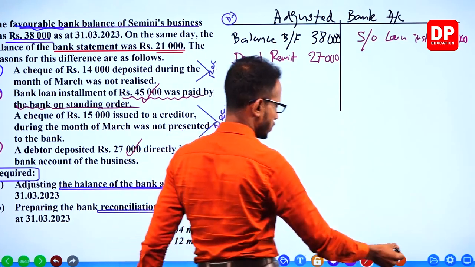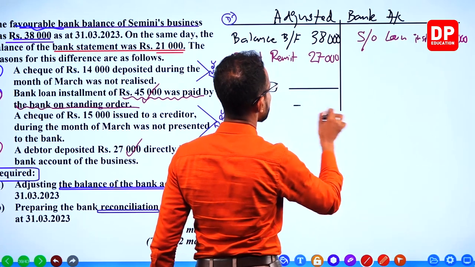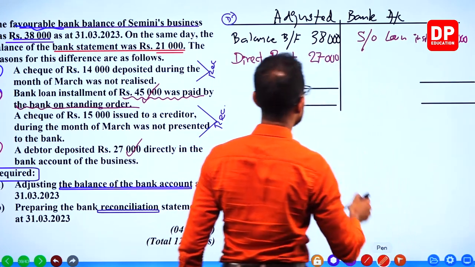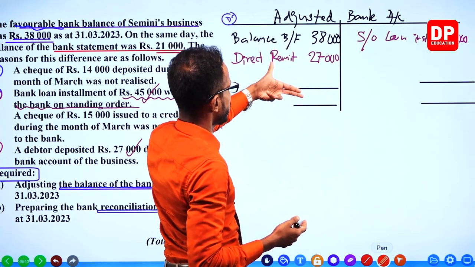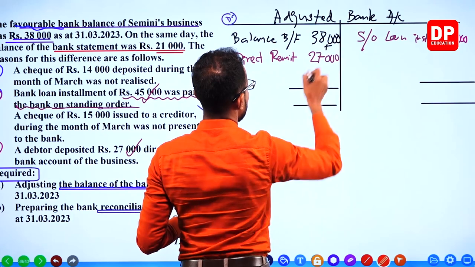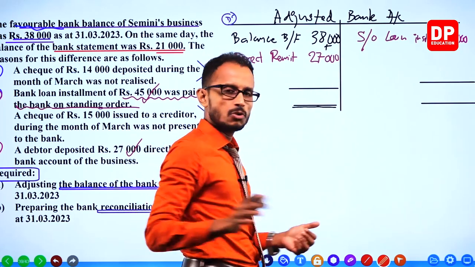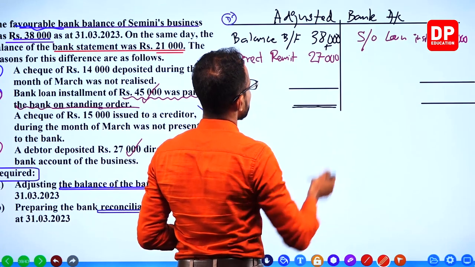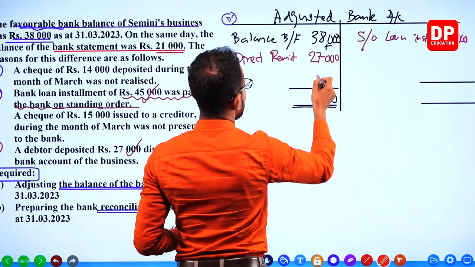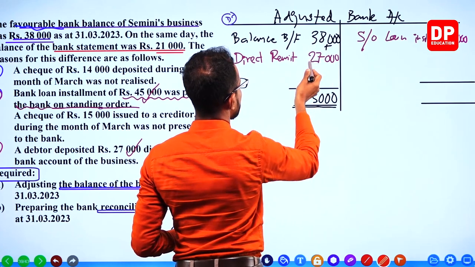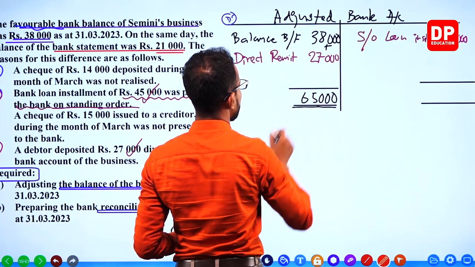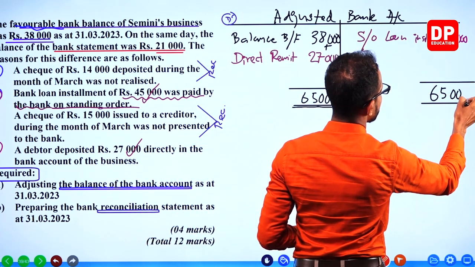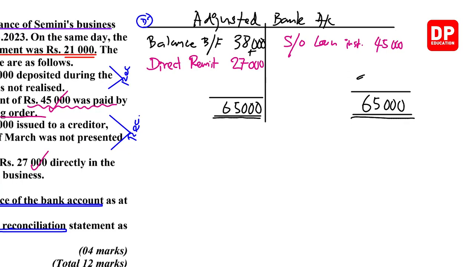Done. Balance it. Obviously the greater total comes in the debit side. So you add and put the total here, just like you balance a normal ledger account. 65,000 minus 45,000, it's 20,000 is the balance. Balance c/d is 20,000.